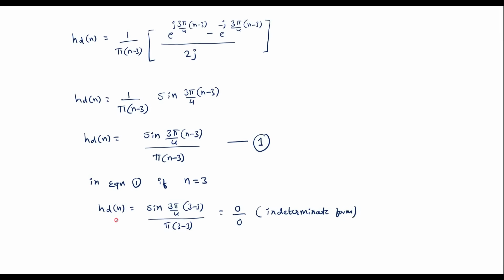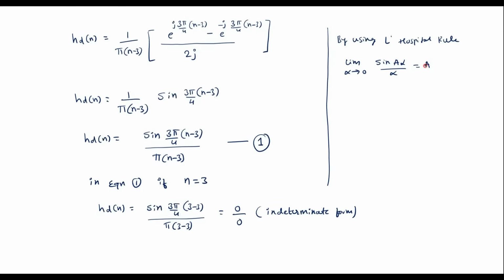So in that case we can simplify this using L'Hospital rule. That is, let me write here, by using L'Hospital rule. L'Hospital rule says that limit alpha tends to 0, sine a alpha divided by alpha is always equal to a. This is the L'Hospital rule.